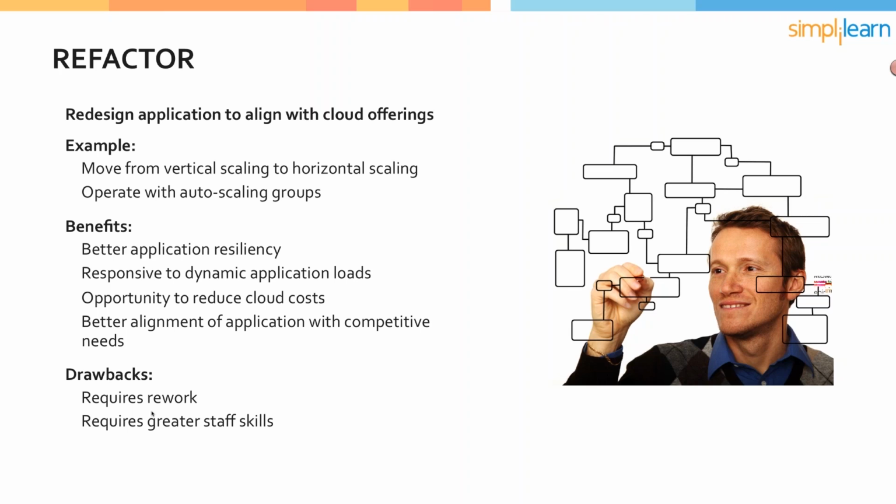You can be responsive to dynamic application loads, so that your application can dynamically adjust if you have unexpected or periodic application loads. You can maybe reduce your cloud costs. There's no cost turning something off and then bringing it back up.